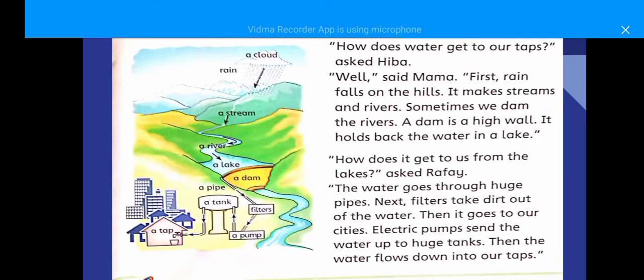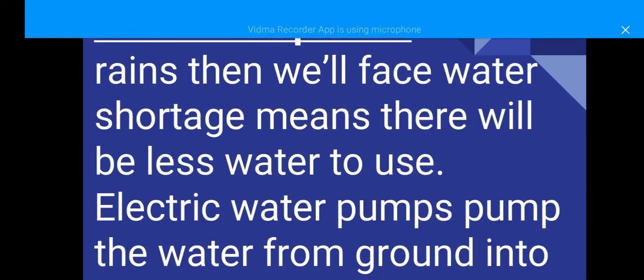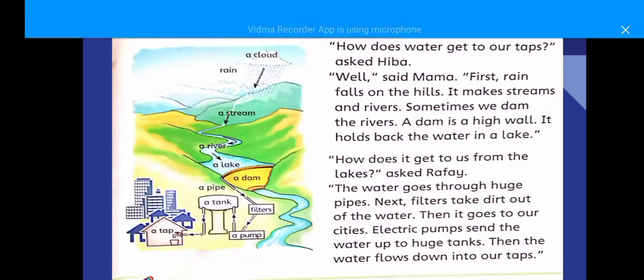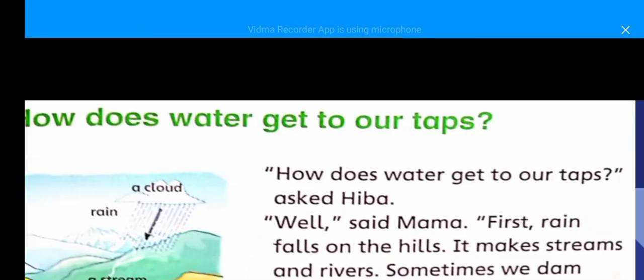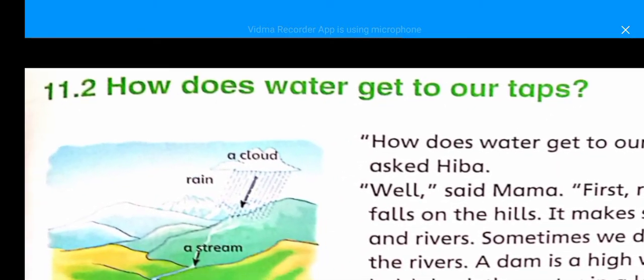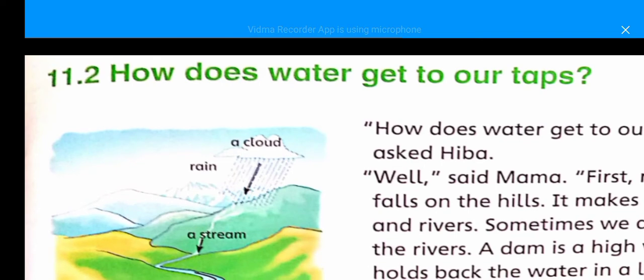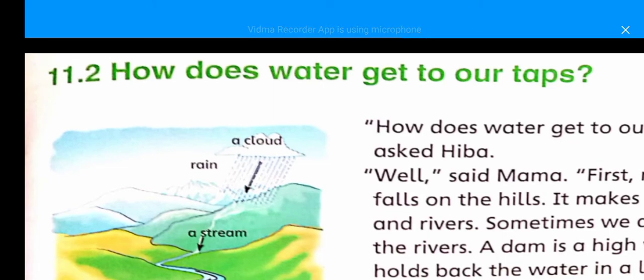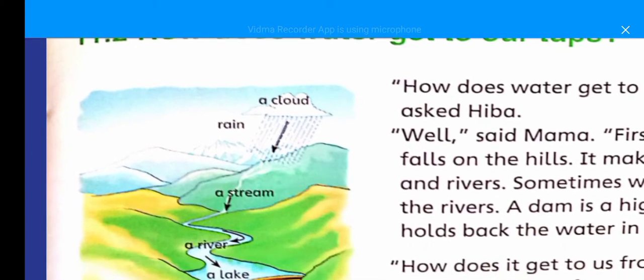Textbook page number 67. Please mention classwork on the top. You can write down the complete spelling, or you can write down just C.W. also. So here you can see our next subtopic: How does water get to our taps? That is, how we are getting water in our taps. We are going to learn about it.